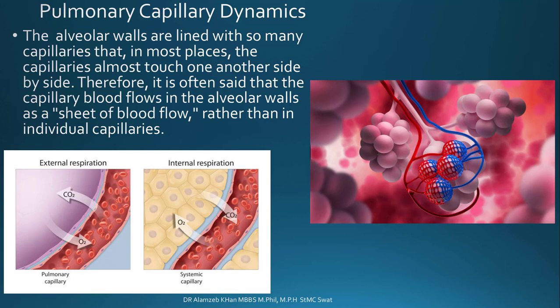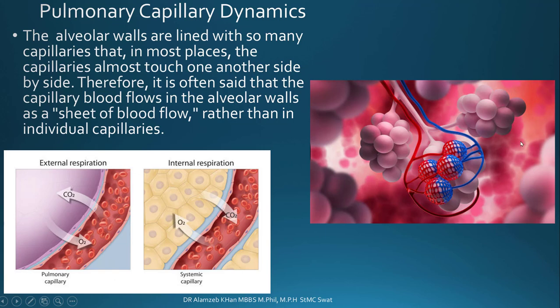Pulmonary capillary dynamics. Alveolar walls are lined with so many capillaries that in most places the capillaries almost touch one another. You can see that these alveoli are covered with an extensive mesh of capillaries, and these capillaries actually touch each other side by side. Therefore, it is often said that the capillary blood flows in the alveolar walls as a sheet of blood.